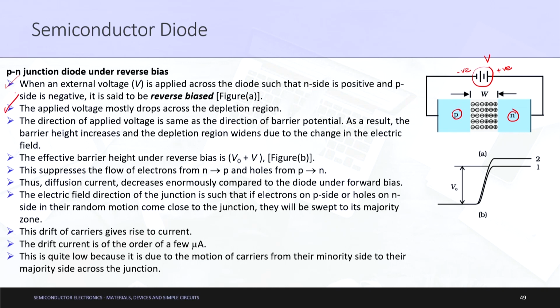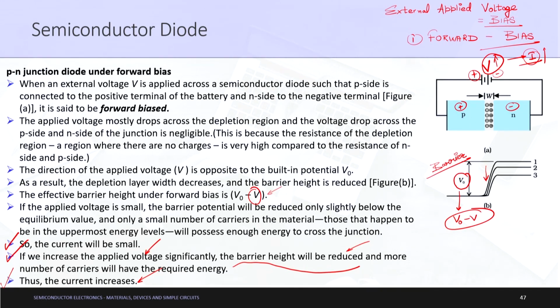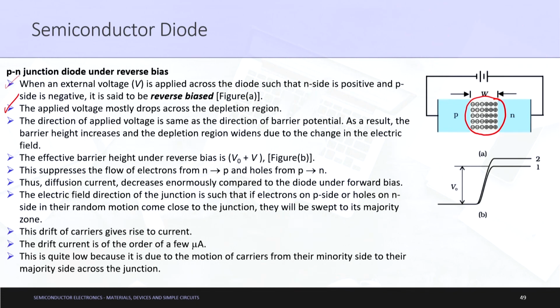Now, let us understand reverse biasing. The applied voltage mostly drops across the depletion region. As you can see, the majority of it is dropping inside the depletion region. For forward biasing also, the applied voltage mostly drops across the depletion region only. So, the majority of the resistance offered is by the depletion region only. Fine. So, it is the same for both cases.